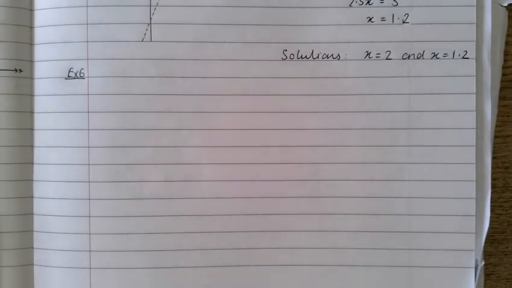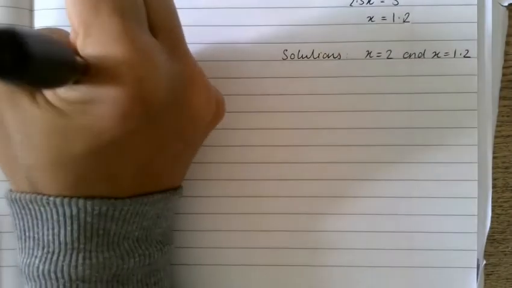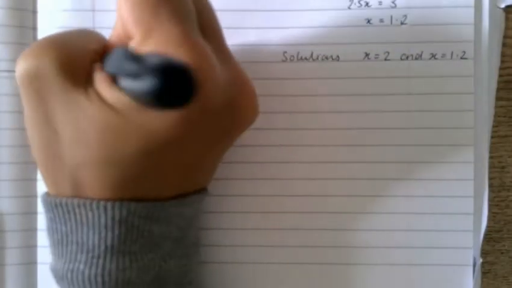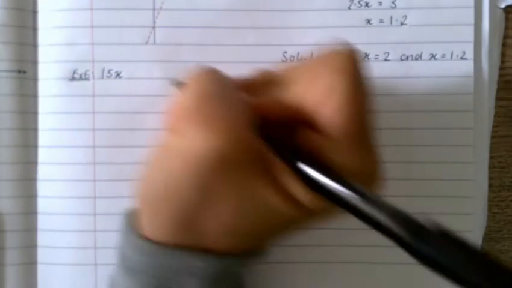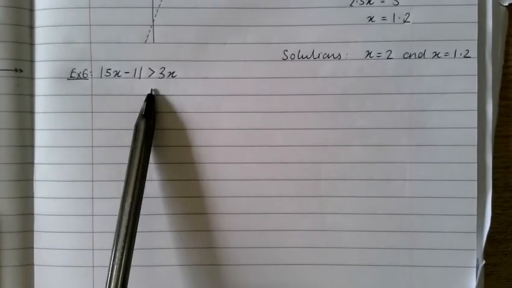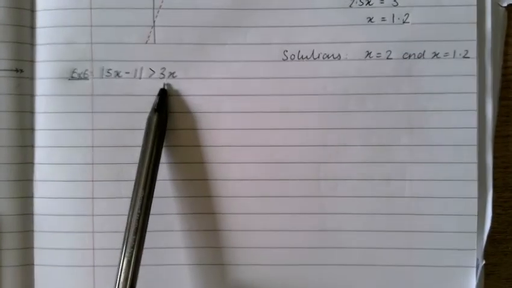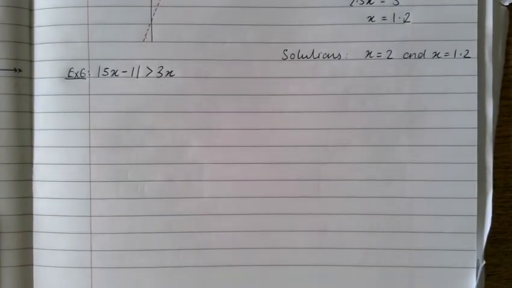But again, the process is the same. So we're just going to follow the same process as before. It's just the end part that's different, the final answer. So we want to solve the modulus of 5x minus 1 is greater than 3x. So we're going to plot y equals the modulus of 5x take away 1. We're going to plot y equals 3x. And we're going to see where they intersect.